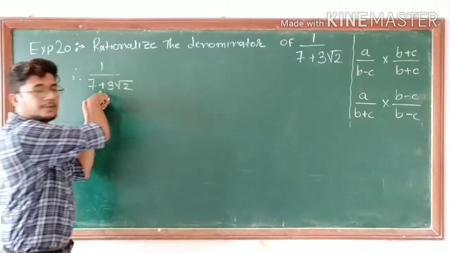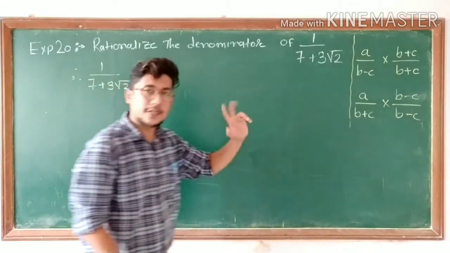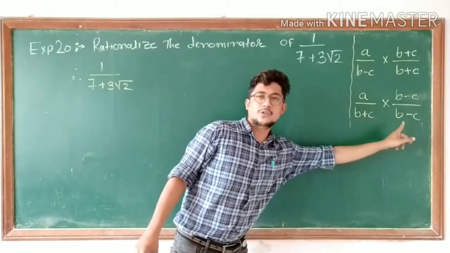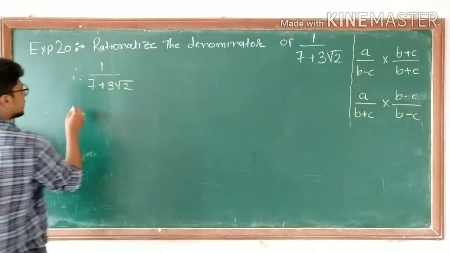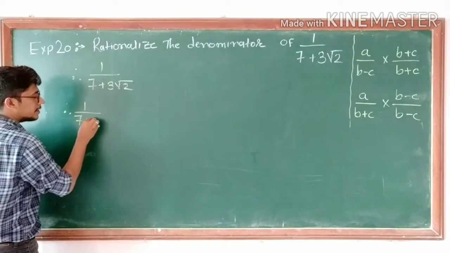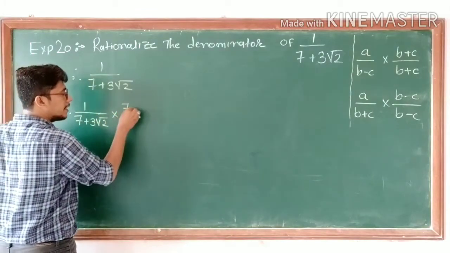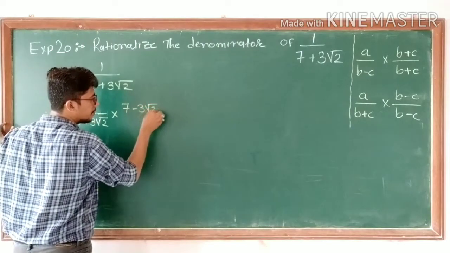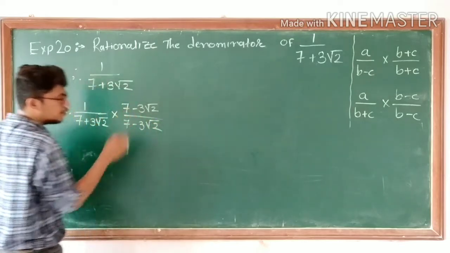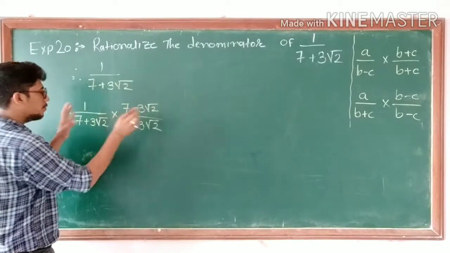Since plus is given, what do we have to multiply with? Minus sign in numerator and minus sign in denominator. Multiply and divide with the different sign. Since plus is given, you have to choose minus. So here also plus is given, so what do you have to choose? Minus. So 1 upon 7 plus 3 root 2 multiply with 7 minus 3 root 2 whole divided by 7 minus 3 root 2. Yes or no? Yes.